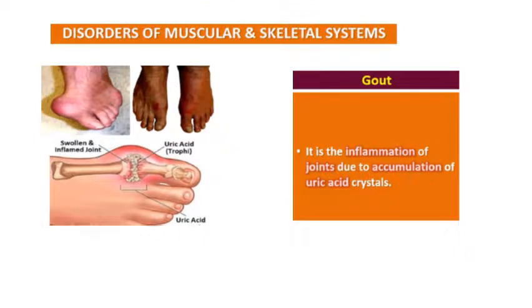The last disorder that we will study about is gout. Gout is generally due to the inflammation of joints, which is caused by the accumulation of uric acid crystals. So as you can see, because of this also the bones become disfigured.